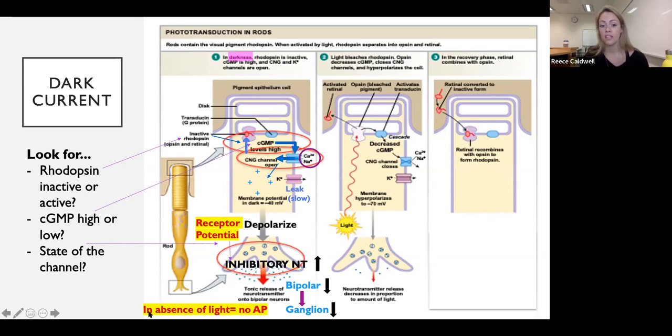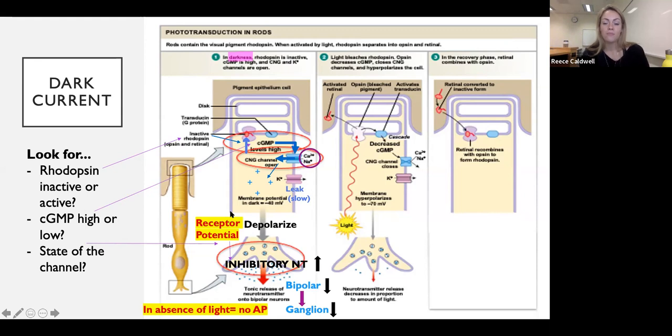So therefore, in the absence of light, in darkness, we have no action potentials. Those ganglion cells do not stimulate an action potential. They don't depolarize, and therefore we don't detect seeing anything in our brain. That's why when we're in the dark, we cannot see. Our brain is not capable of seeing in the dark because we aren't having action potentials from our ganglion cells.